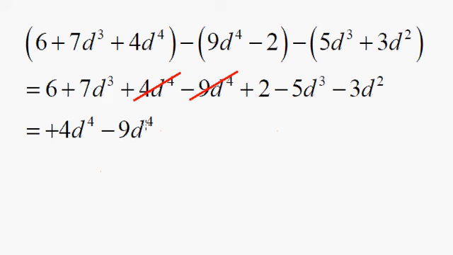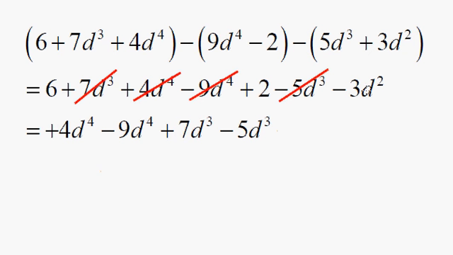In this case, plus 7D to the third. Cross it out. And we'll keep scanning across. Oh, here's another D to the third. It's minus 5D to the third. Cross it out. We've used it. Okay. Now we have constants here. We're not looking for that yet.